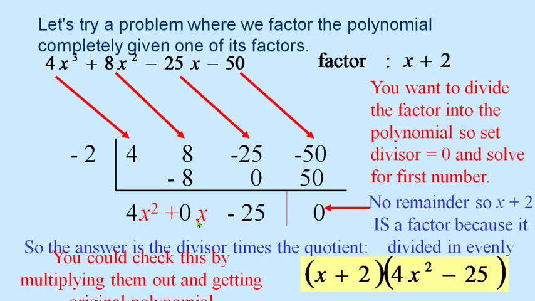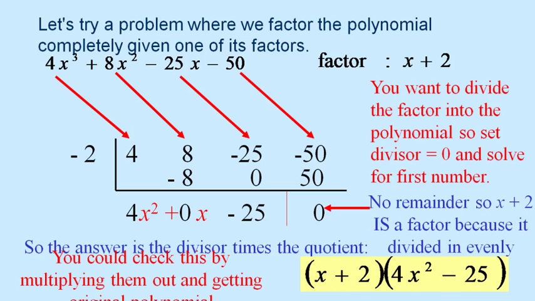This 0x can be neglected because it has no value. Either you write it or not, it doesn't make any change in the original value of the quotient. So 4x square minus 25, this is our quotient, and x plus 2 is our divisor.